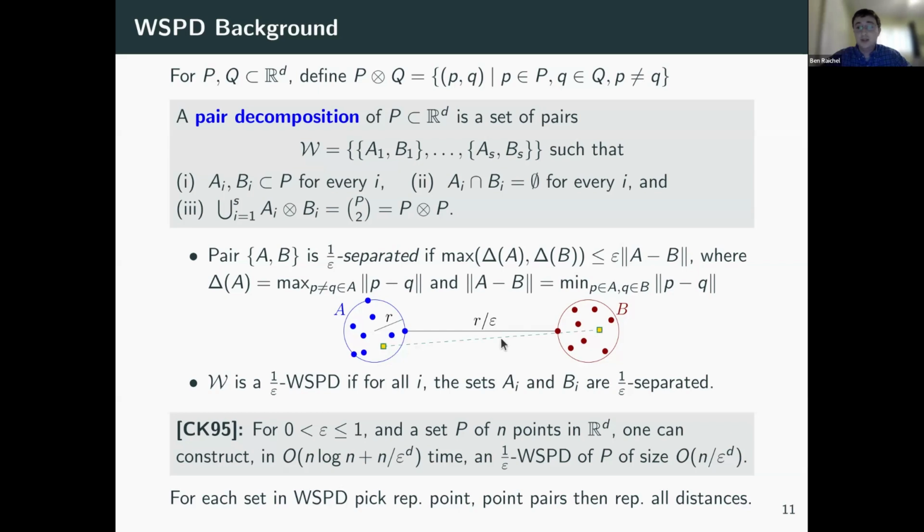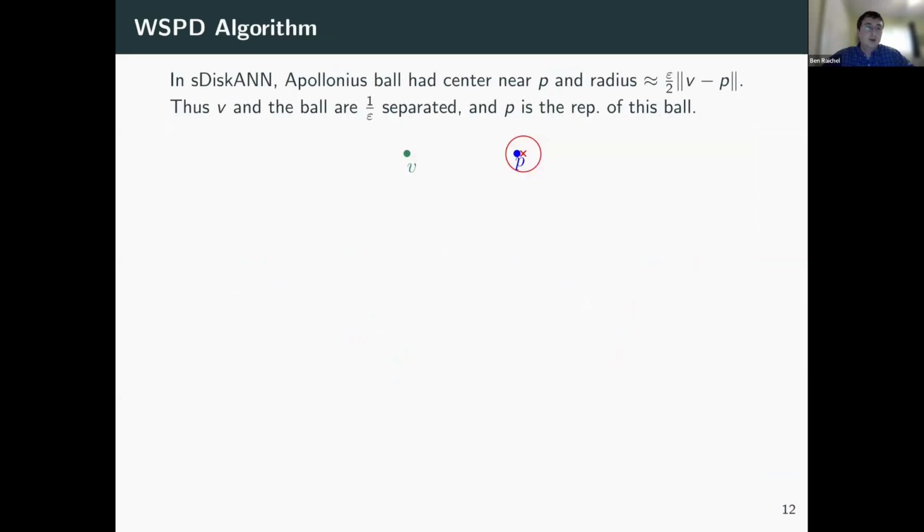And the distance between these representatives is representative of the typical distance between a point in A and a point in B, right? All of the distances between things in A and the things in B are roughly the same as the distance between these representatives, which means I can just select representatives for everybody. And then the distances between those representatives are approximately capturing all the distances in my point set. Okay, so it's a compact representation of my distances.